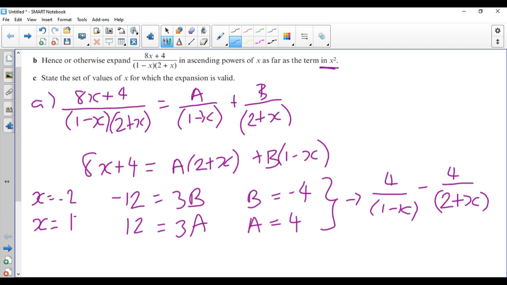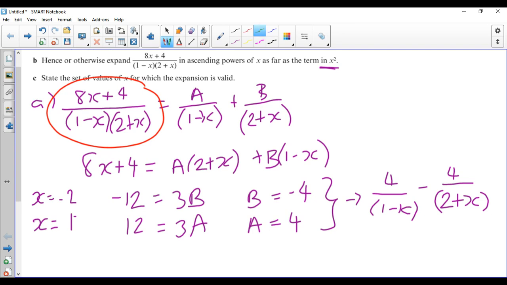Hence or otherwise, expand up to x squared. So they've been reasonably nice there. Some will be less nice and make you go to x cubed. So you do not ever want to expand that initial fraction. Never expand that, because that would be 8x plus 4 times 1 minus x to the minus 1 times 2 plus x to the minus 1. Perfectly doable, but you'd be there for an hour, and the chance of making a mistake would be huge.